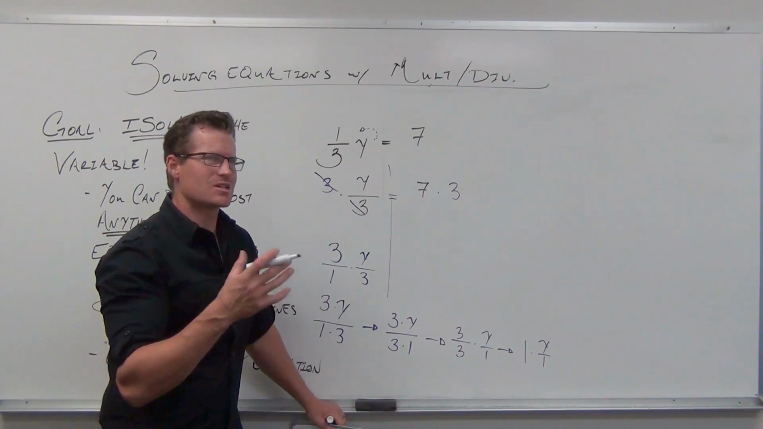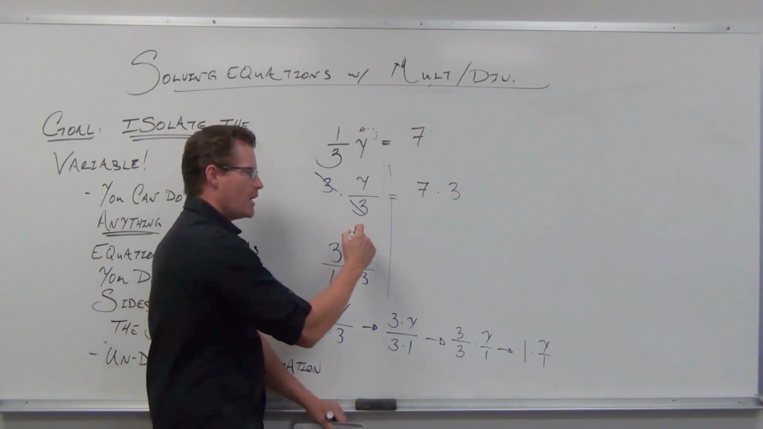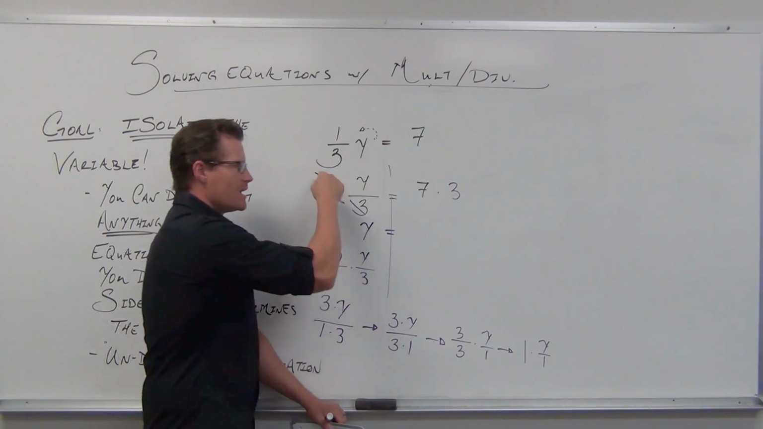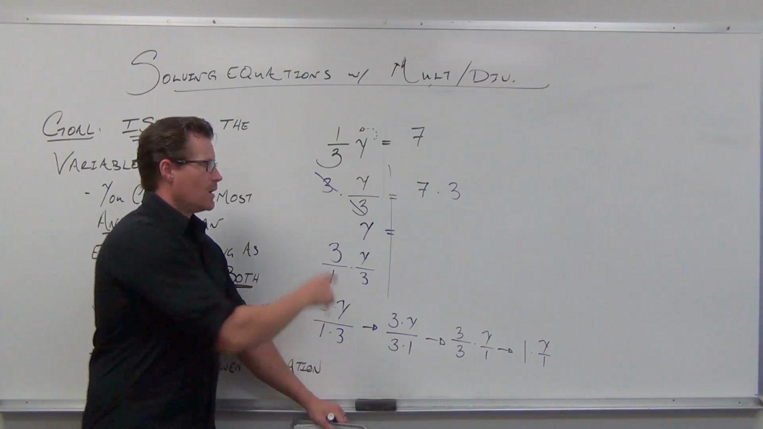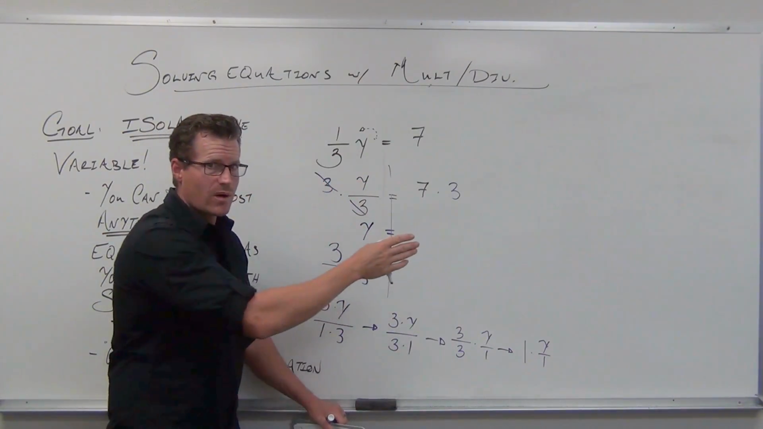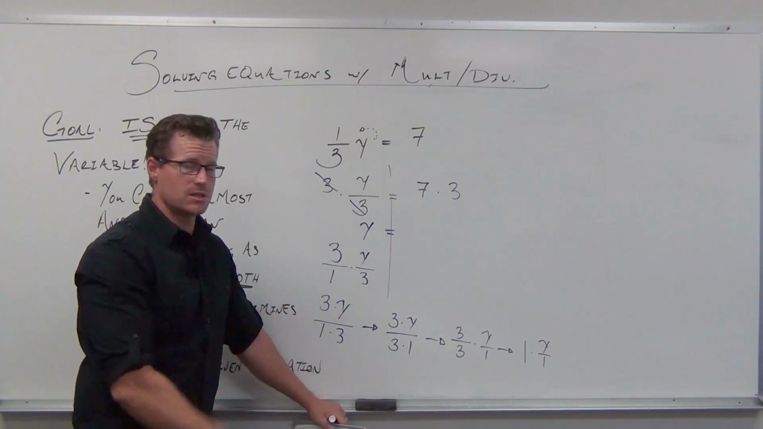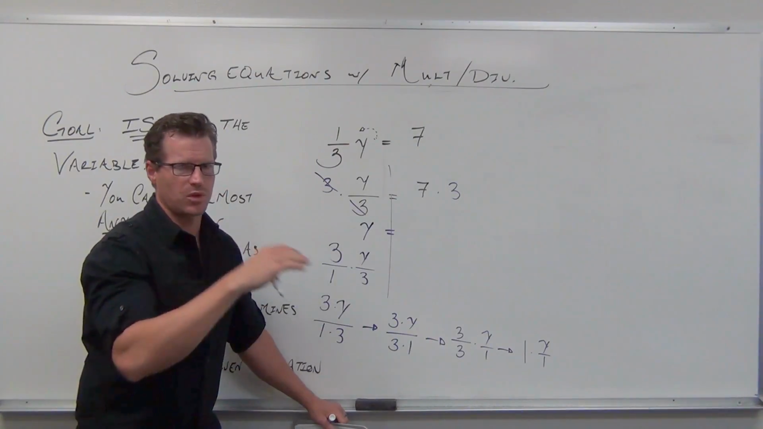With addition and subtraction, you're trying to get 0. With multiplication and division, you're trying to get 1, because 1 multiplied by your variable is going to give you back your variable. Y divided by 3 times 3 gives us 1 in kind of a roundabout way, but it still gives us 1 times our variable. That's a big deal.